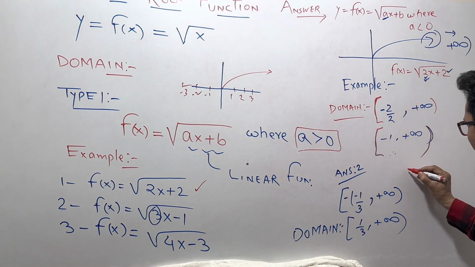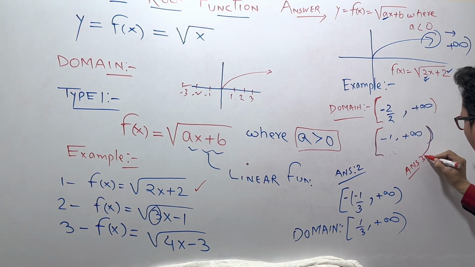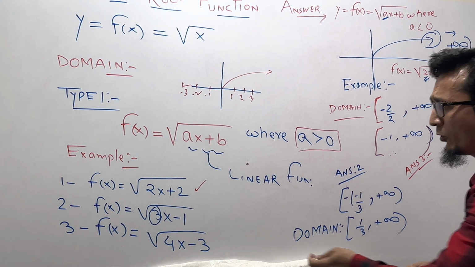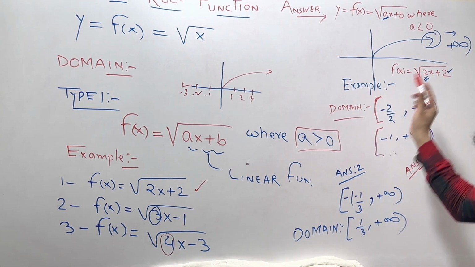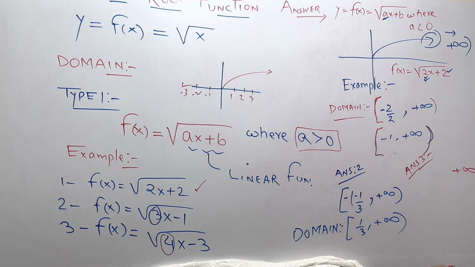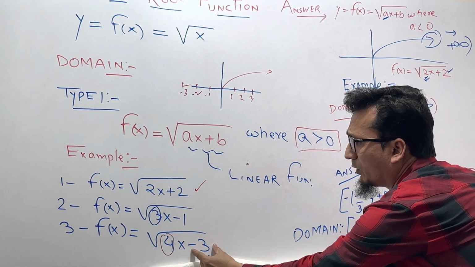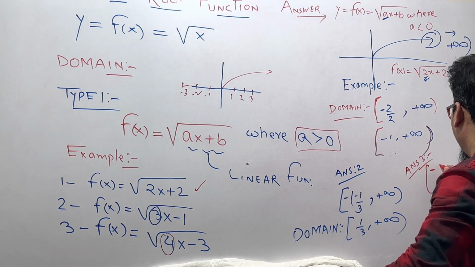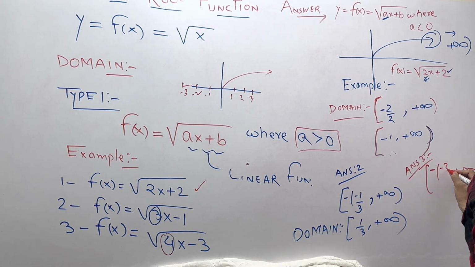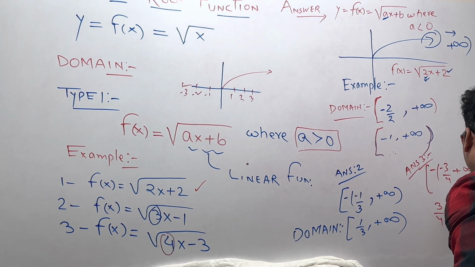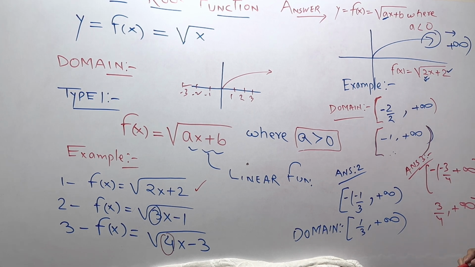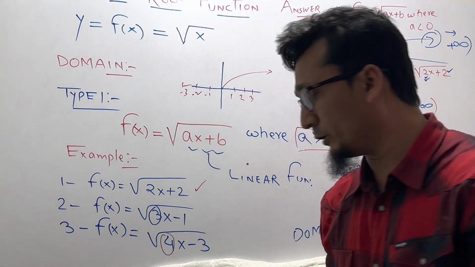In the same way, I'm going to solve answer 3. In answer 3, we have 4x minus 3. As you can see, this is 4, a positive number. It means the right side is always positive infinity. And here this is minus, so I will consider it as a positive. Here is minus 3 divided by 4. So minus minus plus 3 over 4 to positive infinity. For the positive infinity, use the open bracket, and 3 by 4 with the close bracket. This is the domain of the third one. Now we will solve a lot of questions, and then you will understand it well.